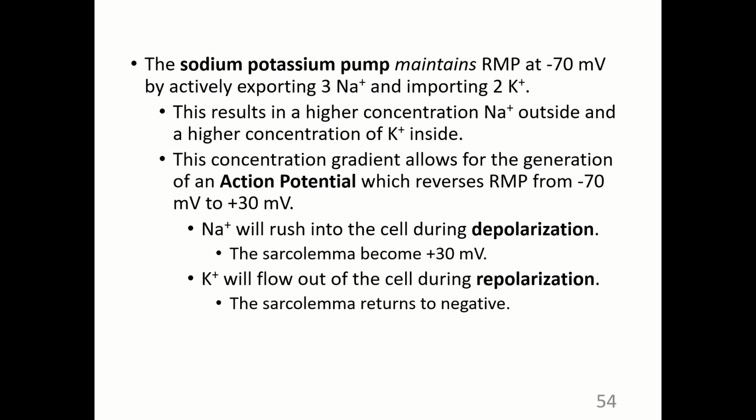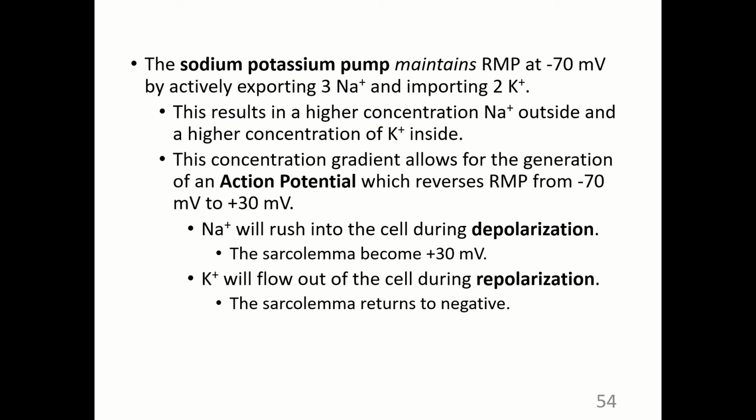The sodium-potassium pump maintains resting membrane potential at negative 70 millivolts by actively exporting 3 sodium ions and importing 2 potassium ions. This results in a higher concentration of sodium outside of the cell and a higher concentration of potassium inside of the cell. This concentration gradient allows for the generation of an action potential, which reverses the resting membrane potential from negative 70 millivolts to a positive 30 millivolts.